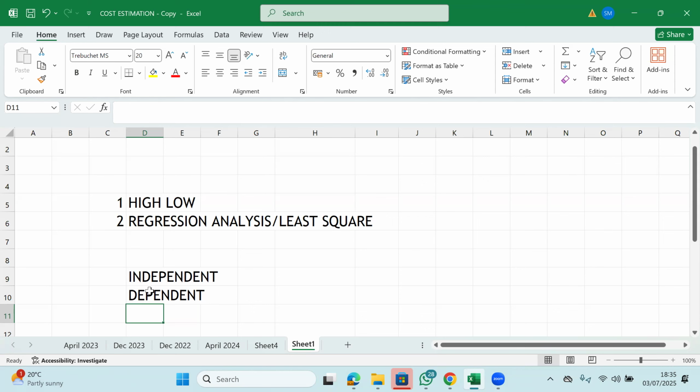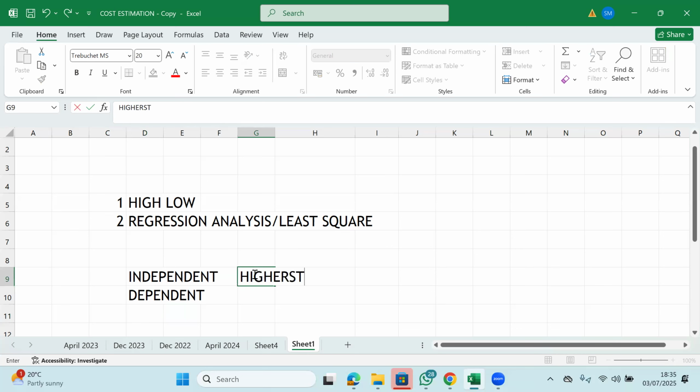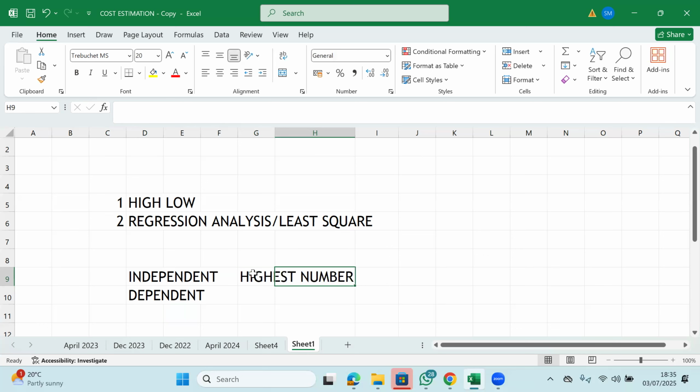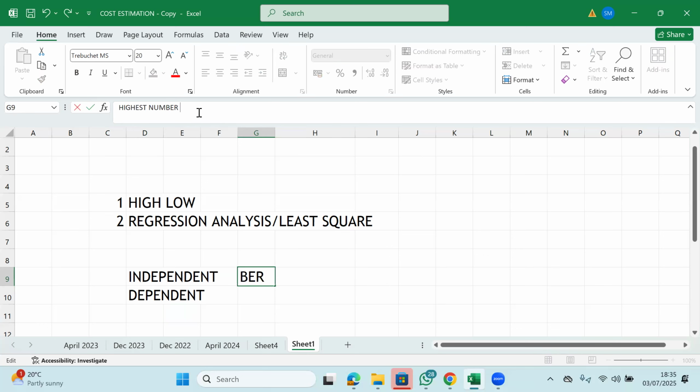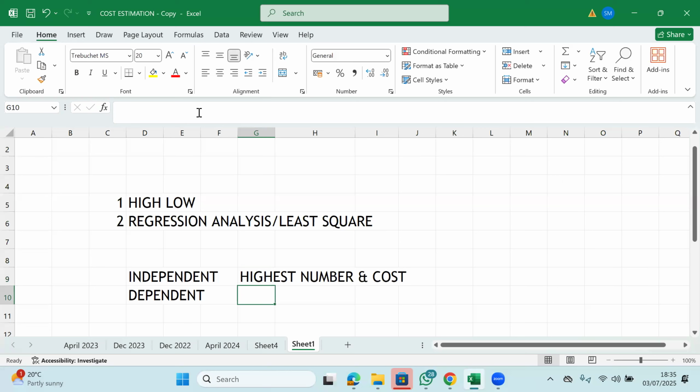So for the high-low method, just as in the example I was giving, where we had our students from January to June, we should be looking at what was the highest number of students that you had in any given month, and of course what was the highest cost. So the two go hand in hand. What was your highest number, and what was the highest cost that you incurred within that specific month?